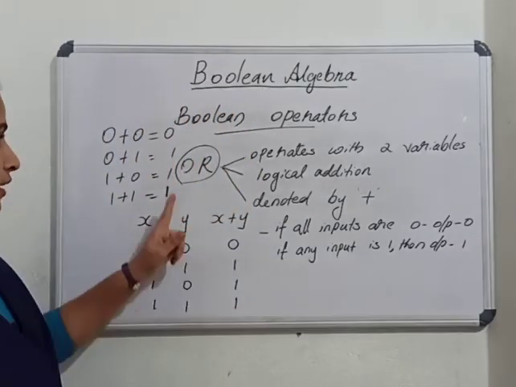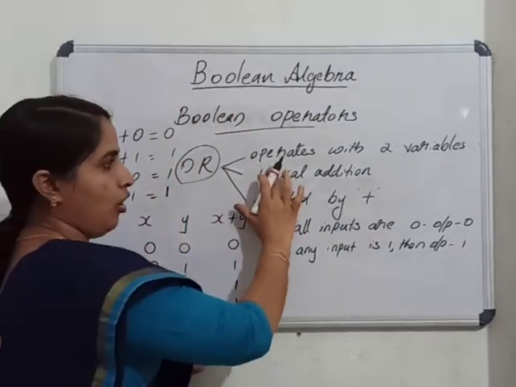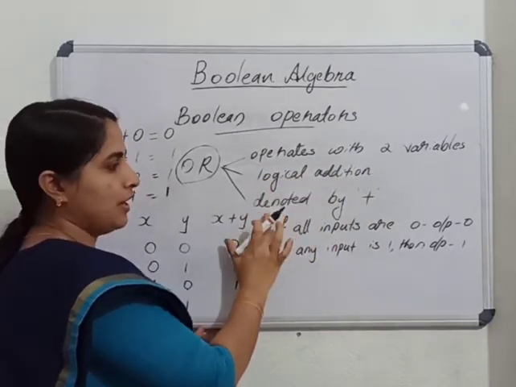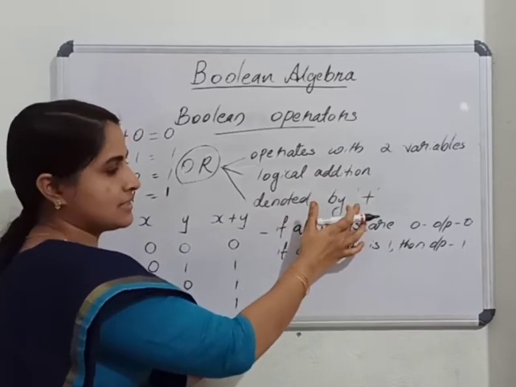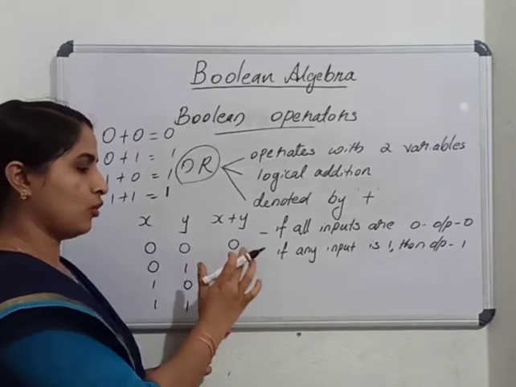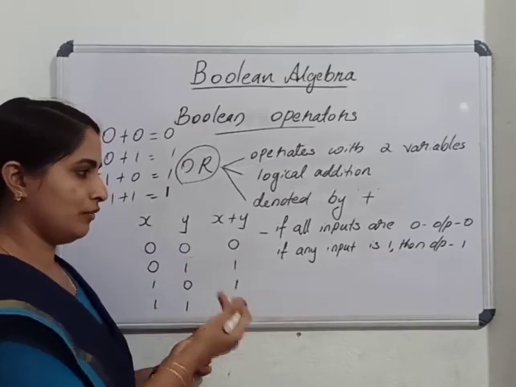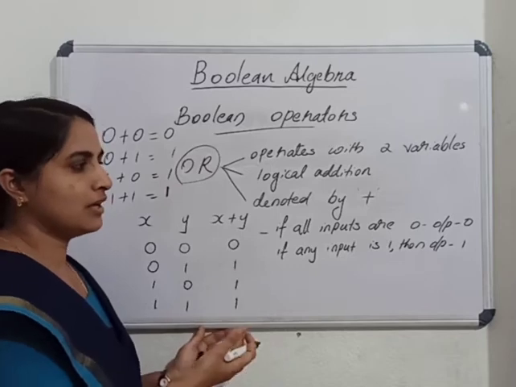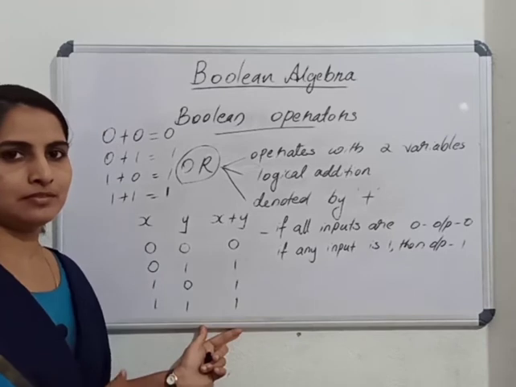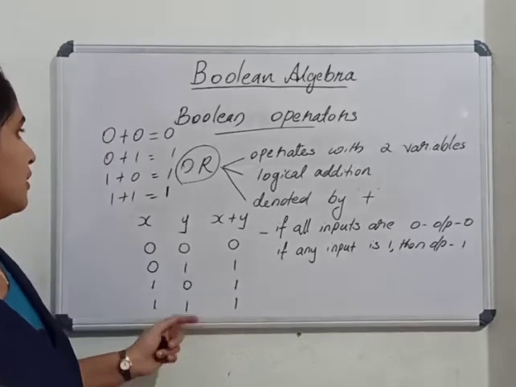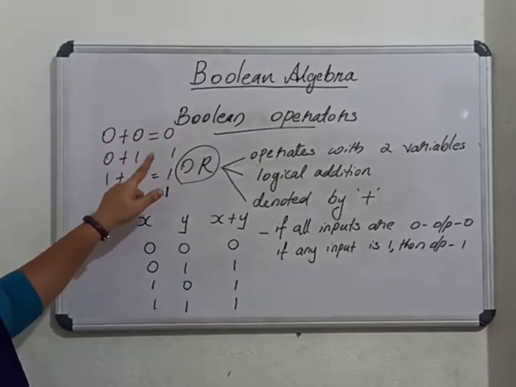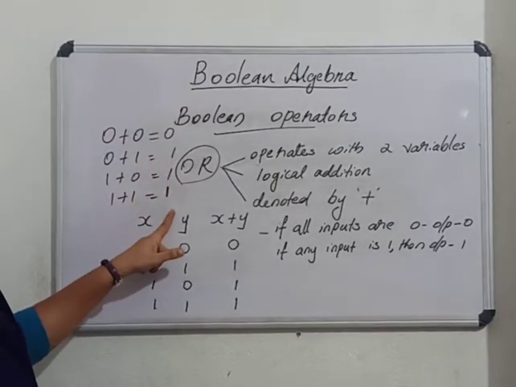Understood? Once again, OR operator operates with two variables and it is actually the logical addition. We are denoting it by plus symbol. If all the inputs are 0, then only the output is 0. If any of the inputs is high, means 1, then the output will be 1. Understood? Then this also you please learn by heart. 0 or 0 is 0, 0 or 1 is 1, 1 or 0 is 1, 1 or 1 is 1.